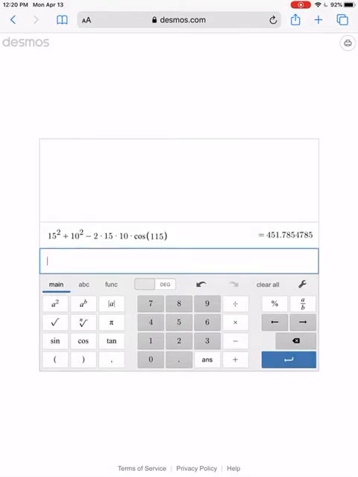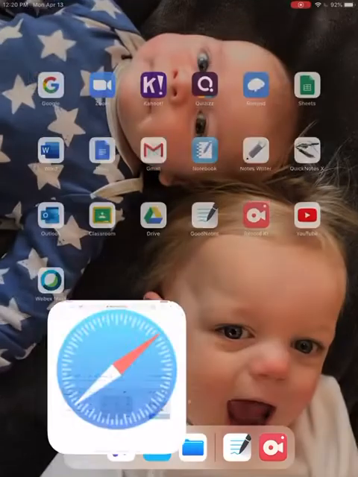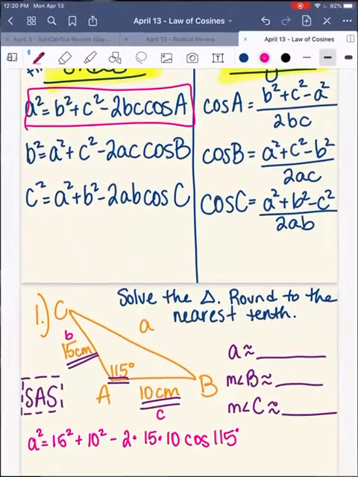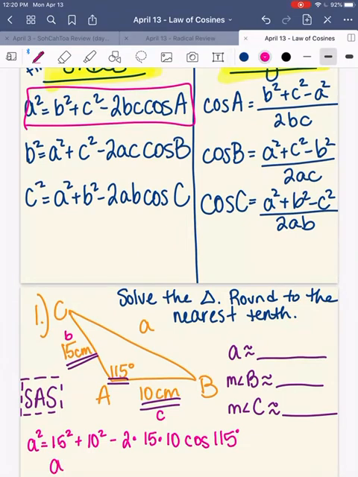And then you have 451.785, and it kept going. Now you should know that that does not make sense for side A, because the other sides were like 15 centimeters and 10 centimeters. So 451 is way too large.